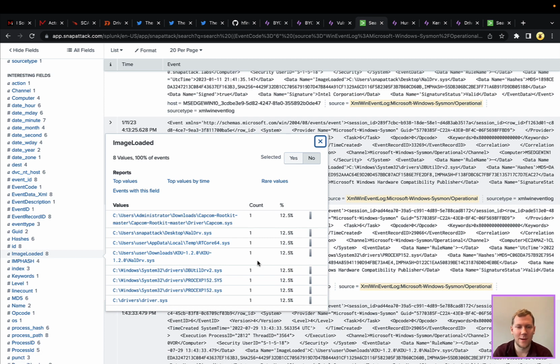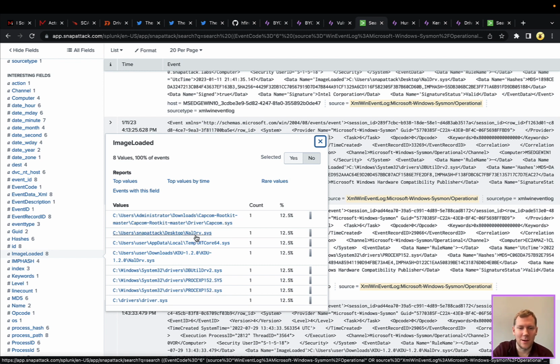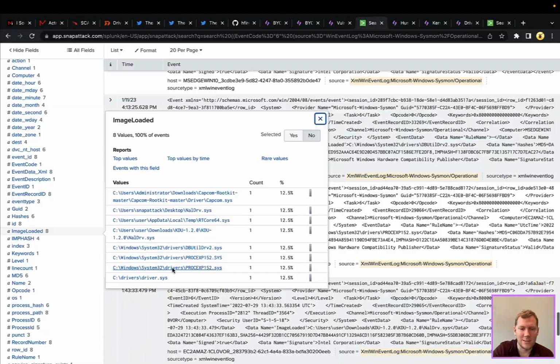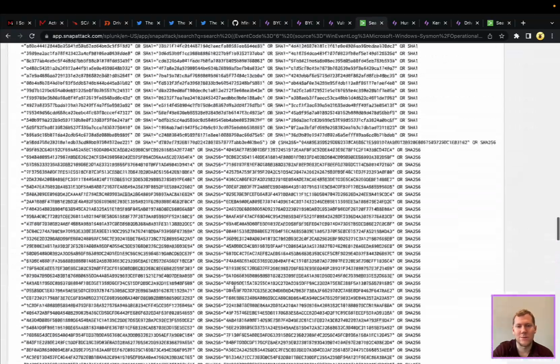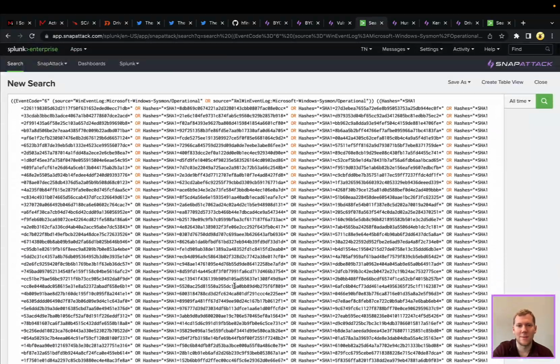I'm going to actually pivot and take a look at the image loaded so we can see some of these vulnerable drivers. So that Capcom SYS, that was an anti-cheat driver. We can see some of the ones that we were looking at here. That NDRV SYS, that's the Intel one. We can see other driver utilities here. So this is very much a high confidence, low false positive way to see is this driver in my environment. Again, not necessarily indicative of exploitation, but at least you know that this is installed and present.